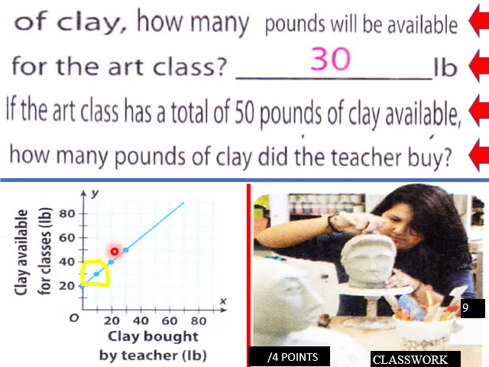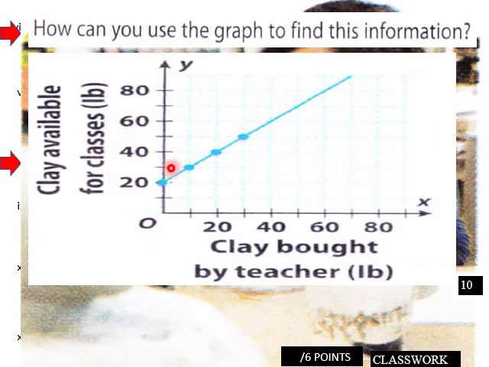So she has 50 pounds. Down here is what she bought. She must have bought 30 pounds, right? How can you use the graph to find this information? Here's our graph again. She has 50 pounds of clay available. How many pounds of clay did she buy? And then your arrows down here.